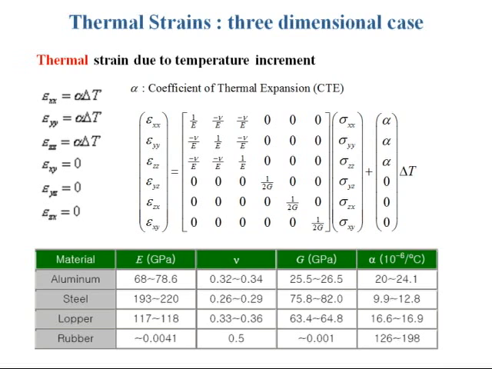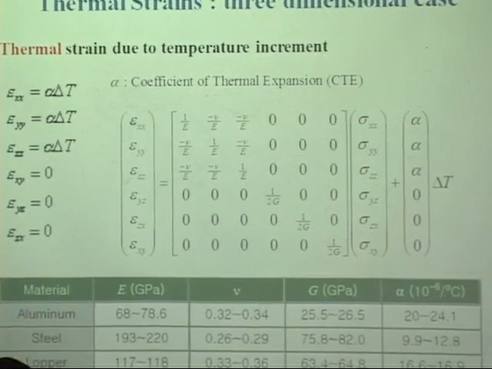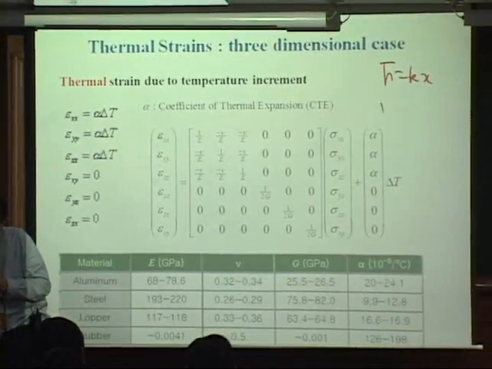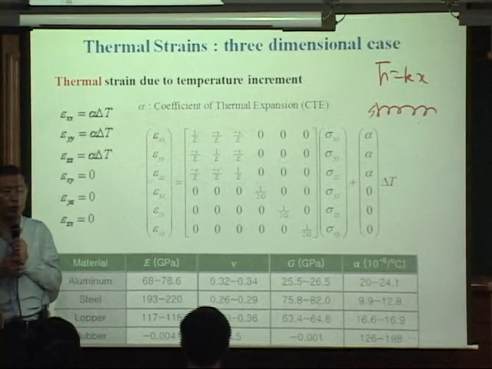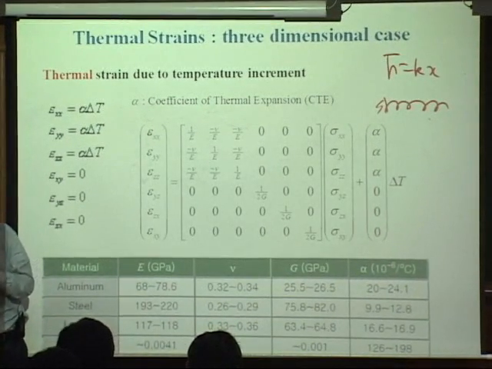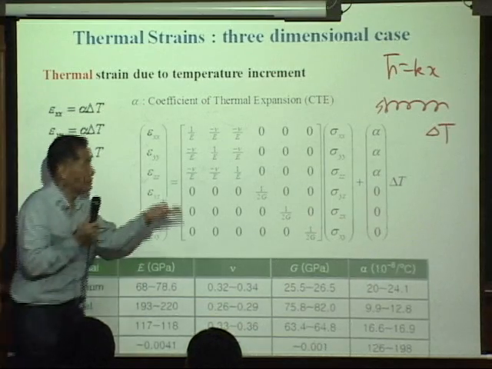We are looking at material properties, stress-strain relations, and there is another one called CTE. Thermal CTE means the coefficient of thermal expansion. Let me put it this way. We have a spring, F equals Kx, and this is the spring. Now, we do not apply any load, but instead we apply heat, increase the temperature.